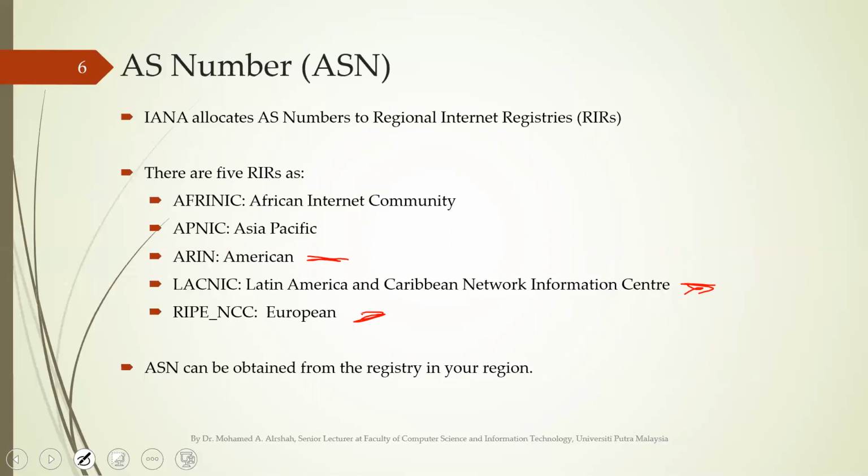So for every continent, there is one RIR. ASN can be obtained from the registry in your region. So let's say you want to create a network, for example, a UBM campus, or maybe you want to make a network for an internet service provider or something like this, then you have to go and get an ASN number to be assigned to your network. Then after that, you have to configure your BGP routing protocol on that edge router.